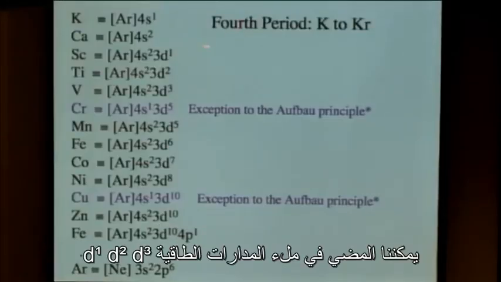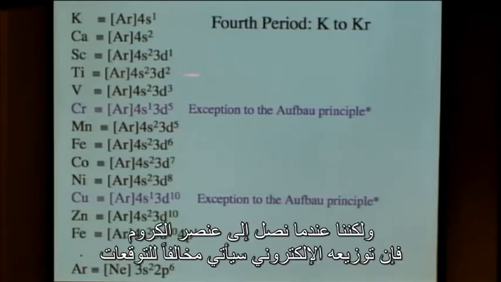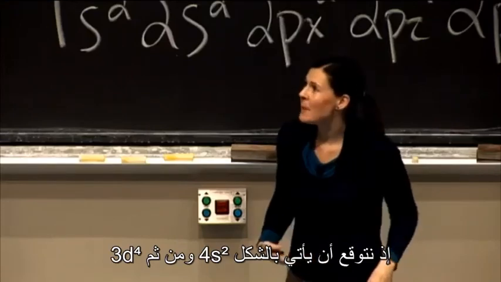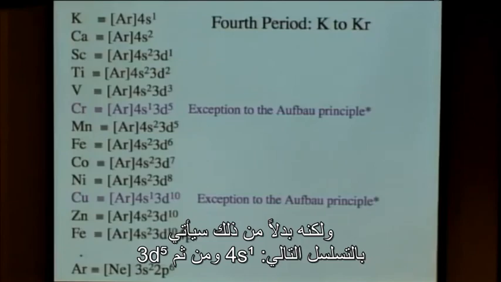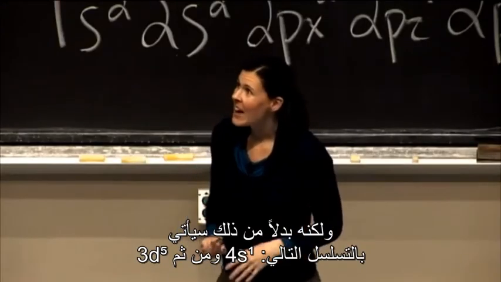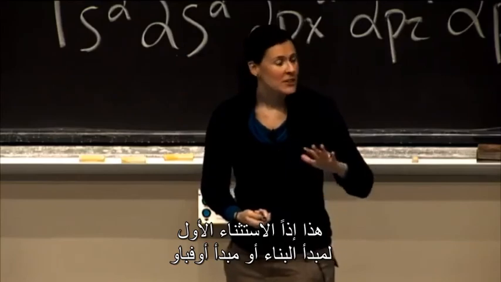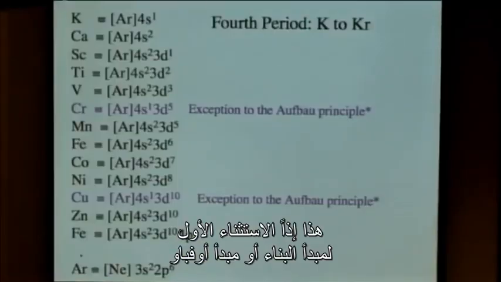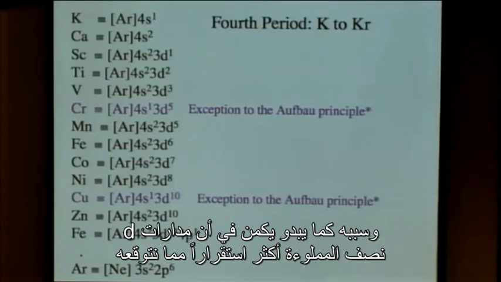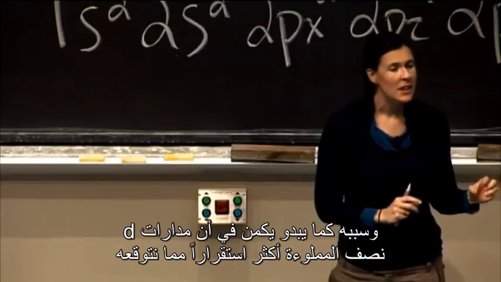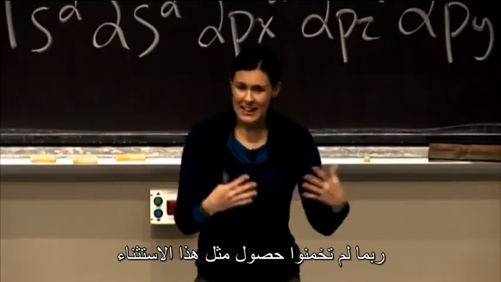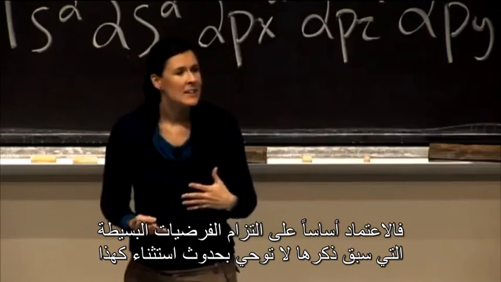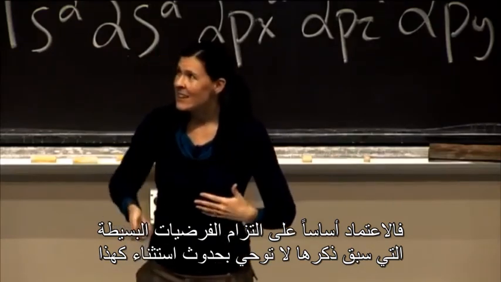We can do that going along, 3d, 1, 2, 3, and the problem comes when we get to chromium here. We might expect to see 4s2, 3d4, but what we see is that instead it's 4s1 and 3d5. So this is the first exception to the Aufbau principle that you need to know. The reason this is an exception is that half-filled d orbitals are more stable than we could even predict. You wouldn't be expected to guess that this would happen, because using any kind of simple theory, we would in fact predict that this would not be the case.